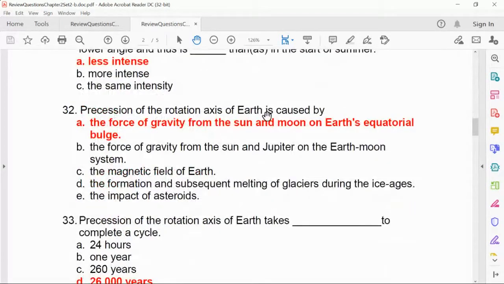Precession of the rotation axis of the earth is caused by, why do we get this precession? It is because the axis of rotation is tilted. And if the axis of rotation is tilted and the earth is rotating, you're going to get precession. What caused that is the force of gravity from the sun and the moon on the equatorial bulge. And I told you what the bulge is. So this pull causes the axis of rotation to be tilted. And if it's tilted, we're going to get this precession here.